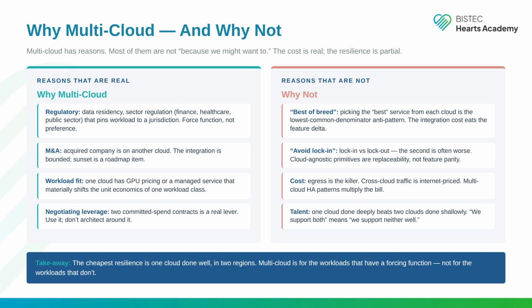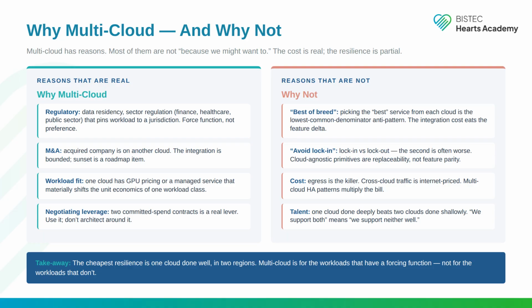Avoid lock-in. Lock-in versus lockout. The second is often worse. Cloud-agnostic primitives are replaceability, not feature parity. Aspirational portability is more expensive than honest lock-in. Cost. Egress is the killer. Cross-cloud traffic is internet priced. Multi-cloud HA patterns multiply the bill.